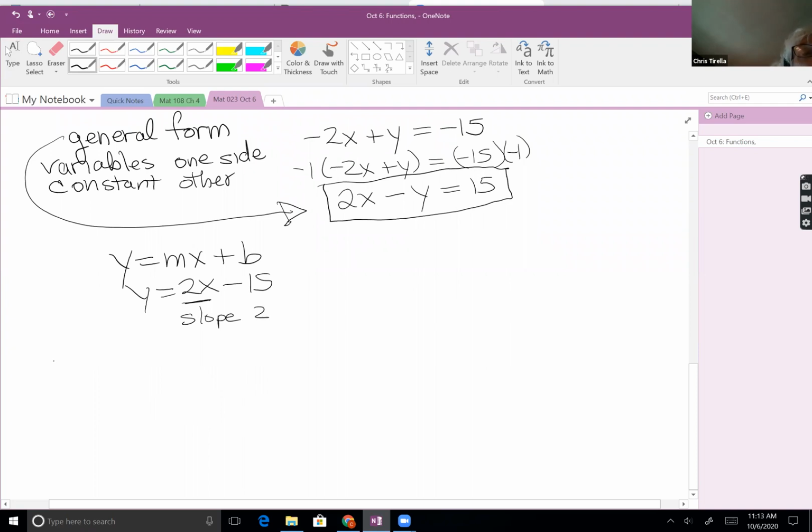And so another type of question that we looked at last class was, if the slope of this line is 2, what's the slope of a parallel line? And what's the slope of a perpendicular line?